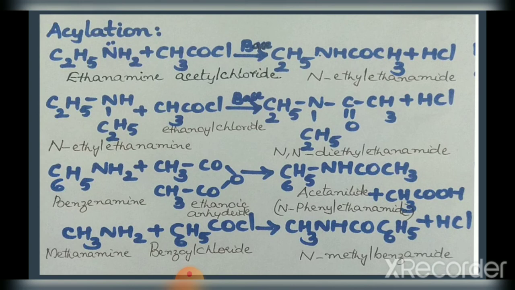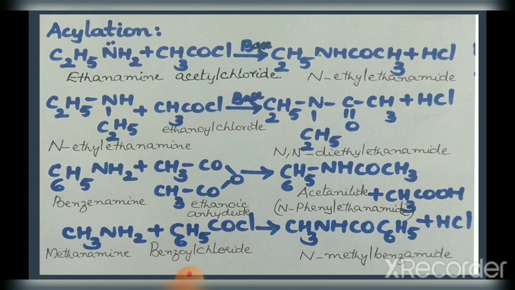Consider the next example. Here a secondary amine is taken, C2H5NHC2H5. The secondary amine taken is N-ethyl ethanamine. It reacts with acid chloride, acetyl chloride, which can also be named as ethanoyl chloride to give an amide. In this case, the product amide formed is N,N-diethyl ethanamide. Consider the third equation. Here, an aromatic primary amine is taken, which is aniline or benzene amine.